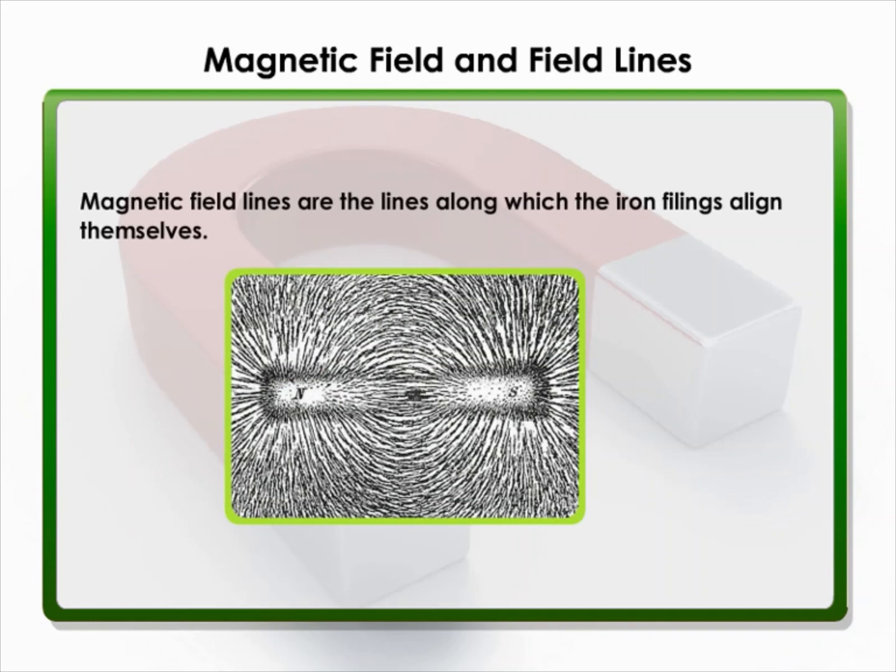The iron filings arrange themselves in a pattern as shown. The magnet exerts its influence in the region surrounding it. Therefore, the iron filings experience a force. The force thus exerted makes the iron filings arrange in a pattern. The region surrounding a magnet, in which the force of the magnet can be detected, is said to have a magnetic field. The lines along which the iron filings align themselves represent magnetic field lines.